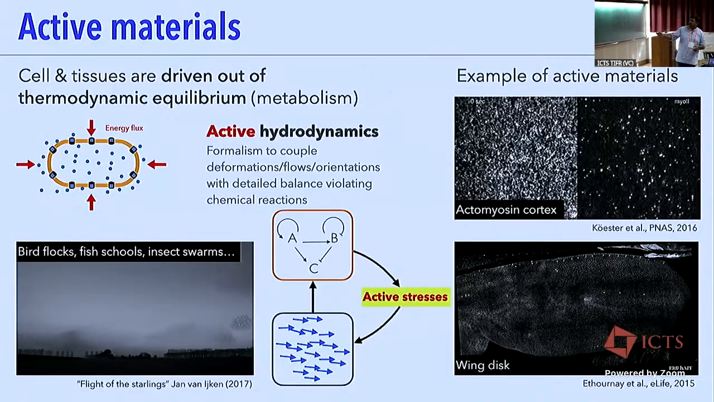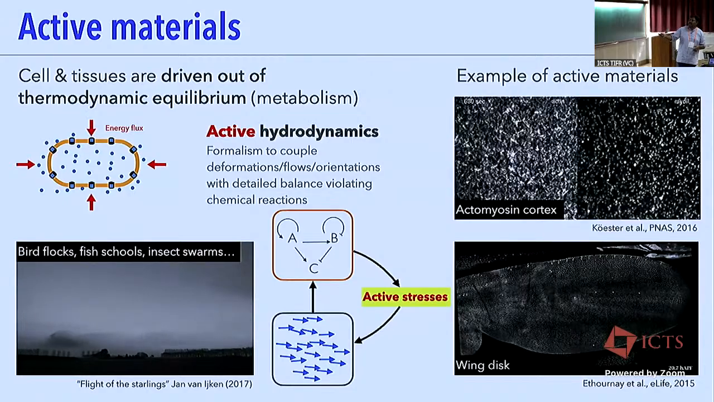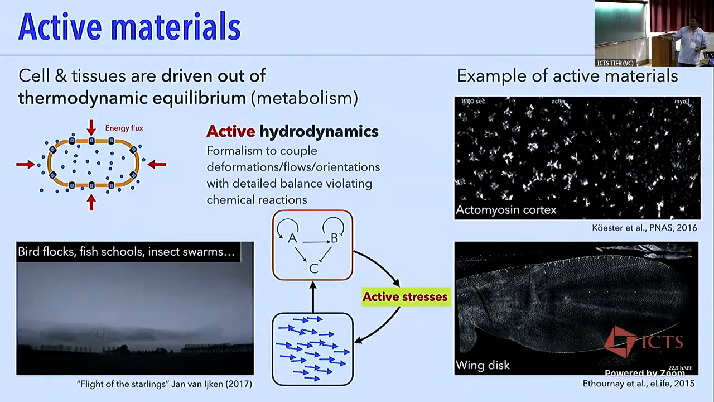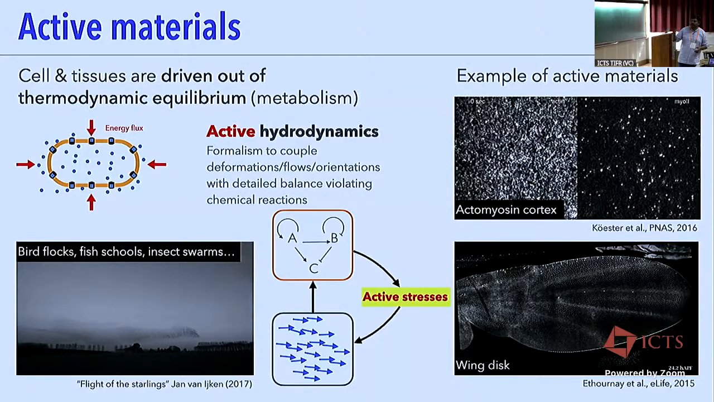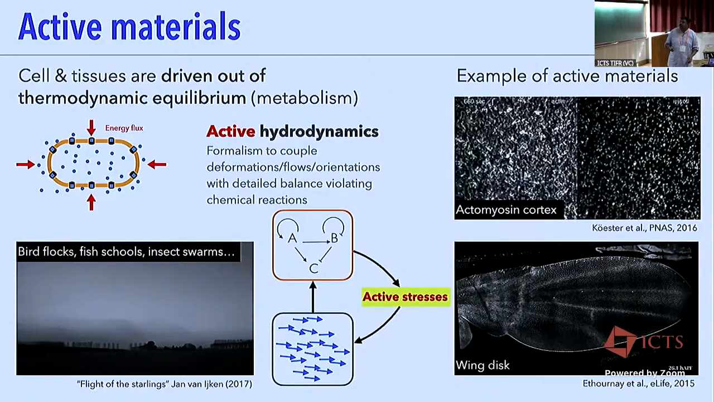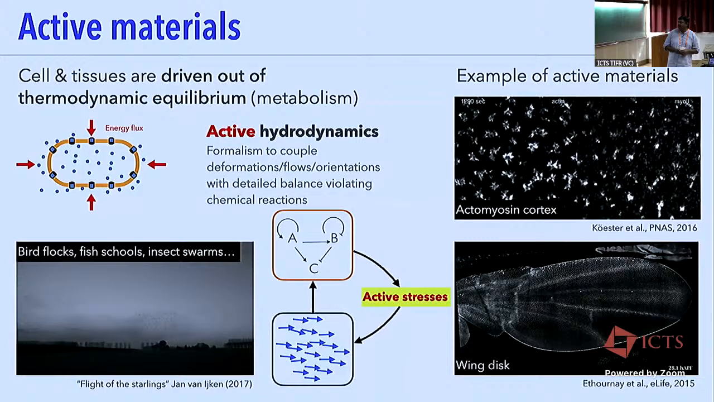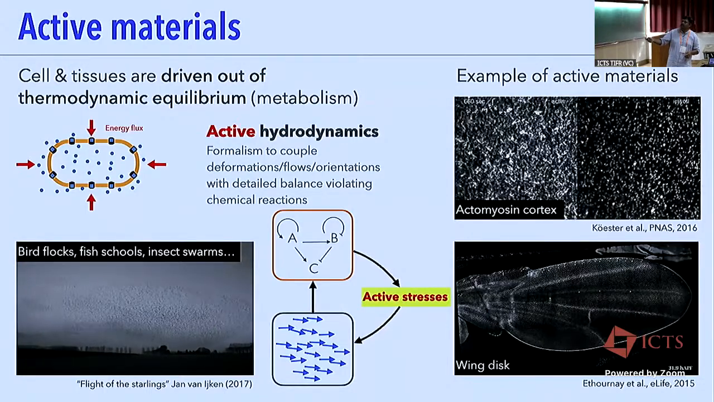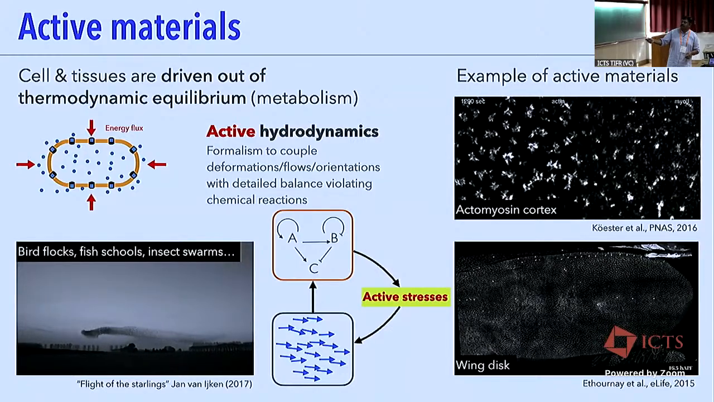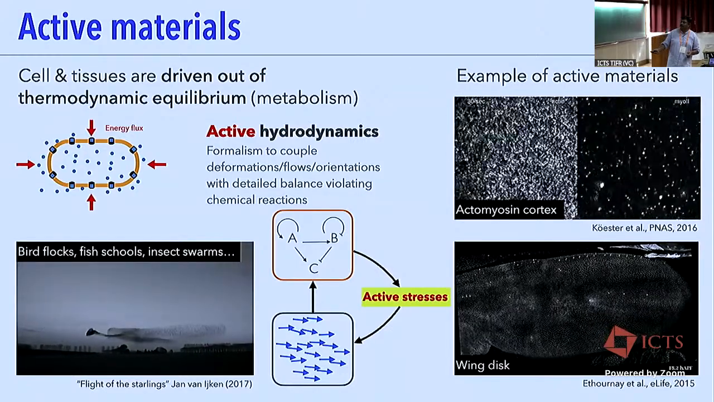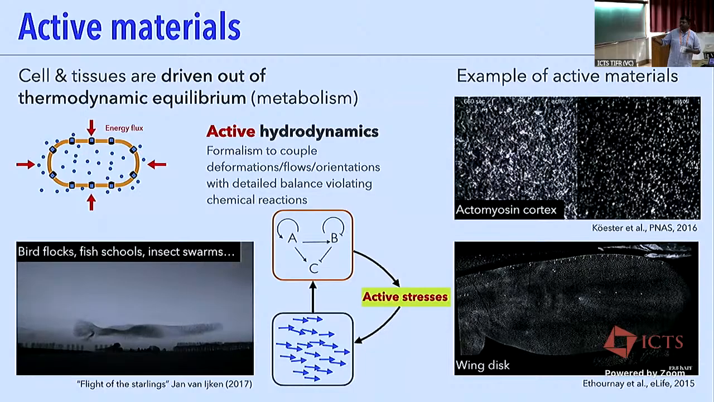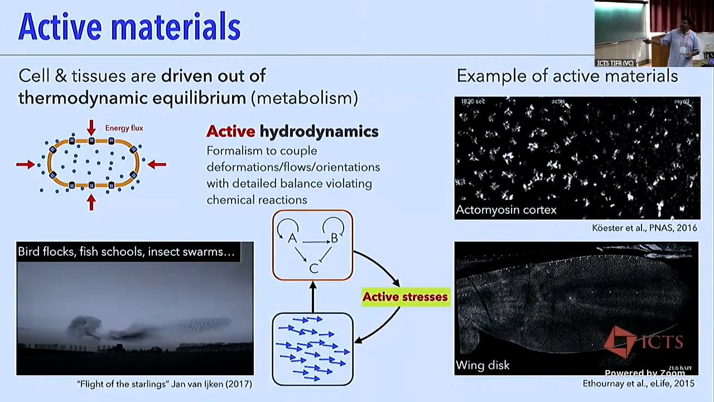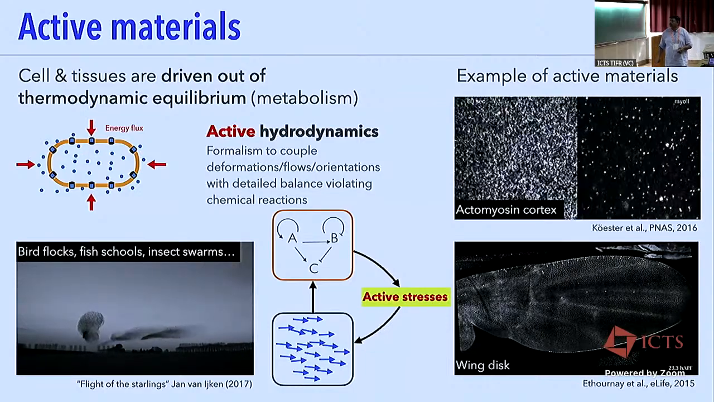Examples again: the actomyosin cortex, whether in living cells or reconstituted networks, wing discs, or even at a much larger scale, bird flocks, fish schools, insect swarms, and so on. So active hydrodynamics, you should really think about as a formalism to couple chemistry, which is predominantly driven out of equilibrium, to mechanics, and therefore geometry as well. And so there is a very strong feedback between these two aspects.